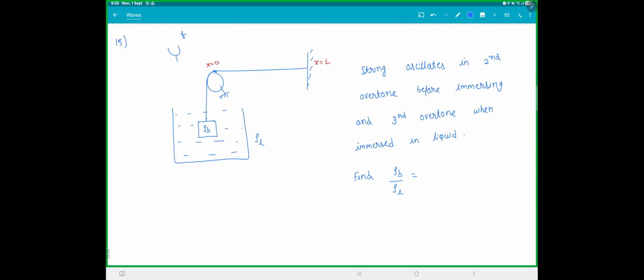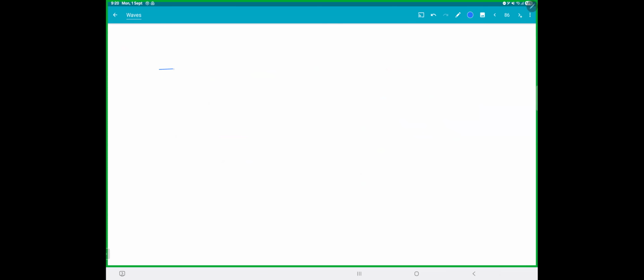Right, Purvaja. Let's see. In the first case, tension T1 will be rho b Vg. Second case, T2 will be rho b Vg minus the buoyant force, which will be rho L Vg.